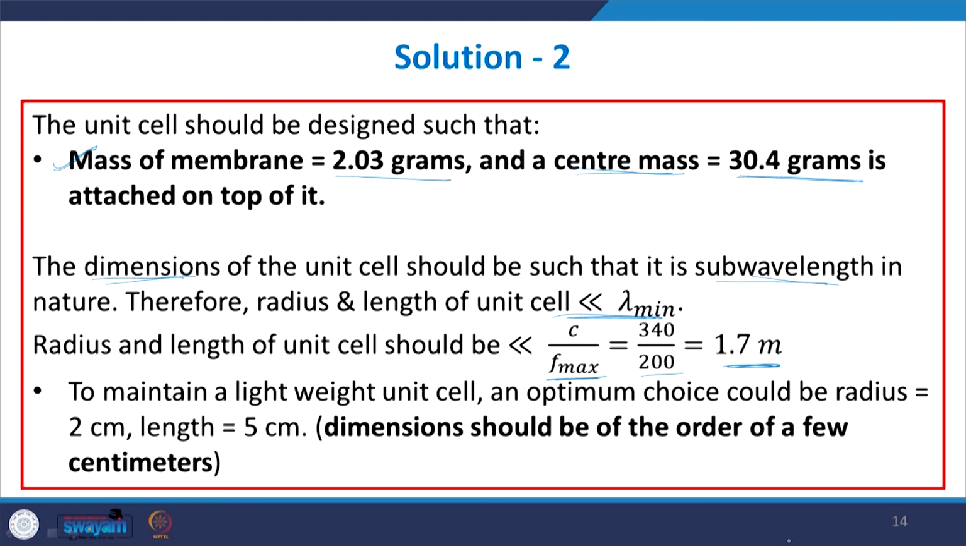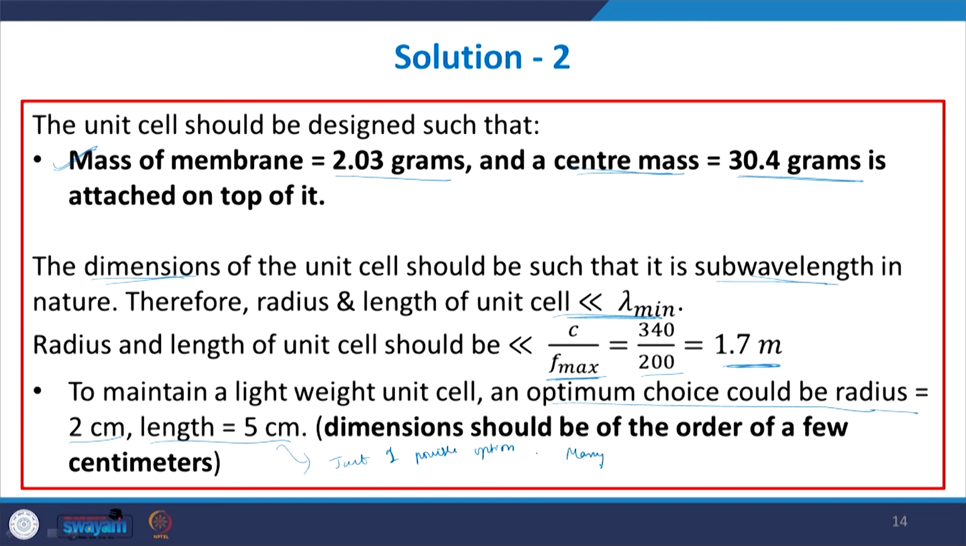So, the minimum wavelength that we get is 1.7 meters, and the order of magnitude of the various dimensions of the unit cell should be much smaller than this. So, in general the practice is to take the dimensions at least lambda by 10. So, if you do by 10, you get about 17 centimeters. So, let us take all the dimensions within 10 centimeters range. So, one good choice could be 2 centimeter as the radius and length as a 5 centimeter. So, this is just one possible option.